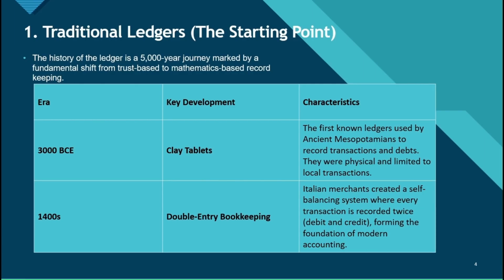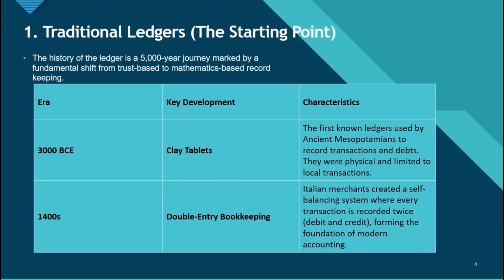1. 3000 BCE, clay tablets, the first ledgers, era. Key development. Characteristics: 3000 BCE. Clay tablets. The first known ledgers used by ancient Mesopotamians to record transactions and debts. They were physical and limited to local transactions. Detail. This represents the absolute starting point of organized financial record keeping.